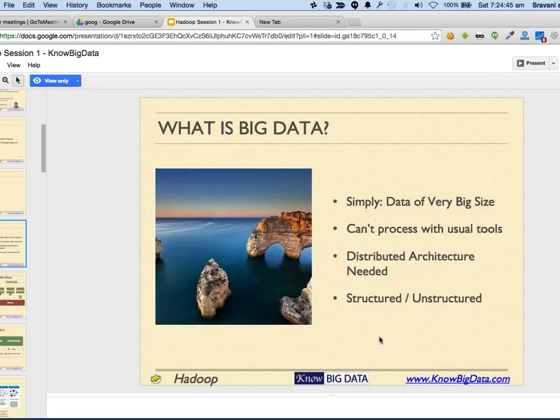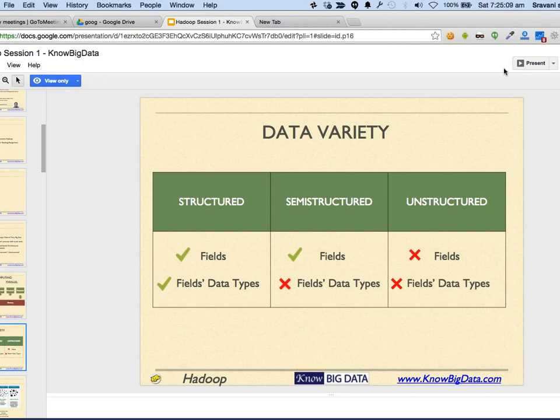All right, there was another statement, the fourth one, which says structured or unstructured data. Basically, big data is data of high volume which you cannot process with usual tools. It could be structured or unstructured, for which you would require distributed computing. So what does it mean by structured or unstructured?